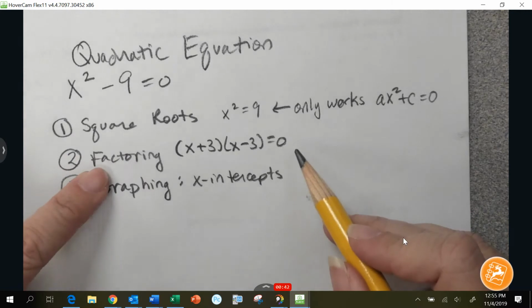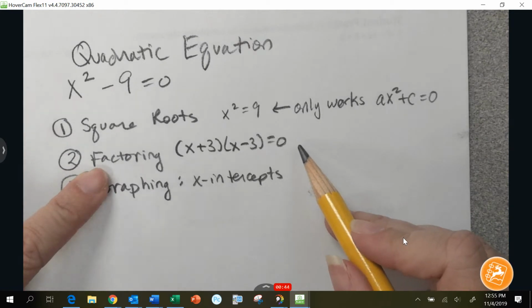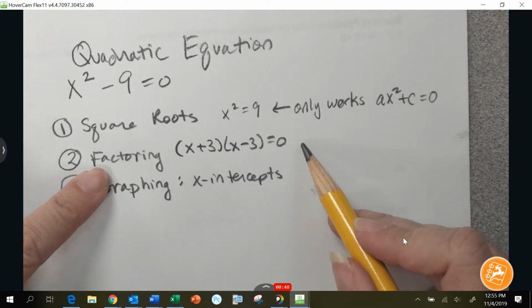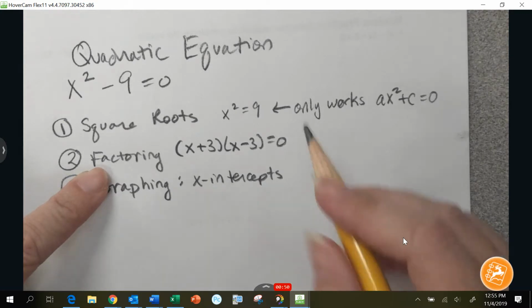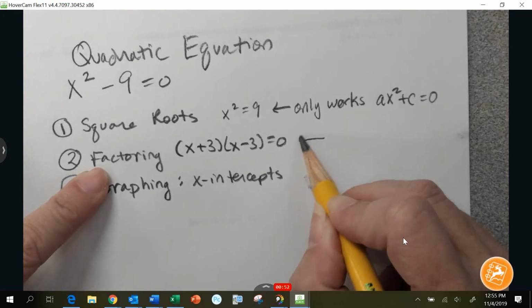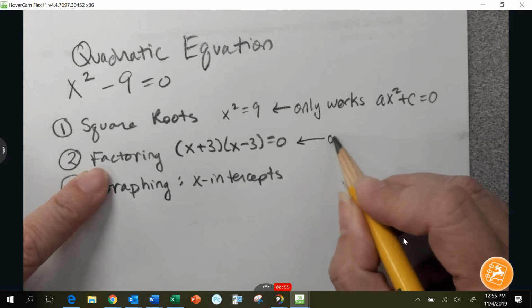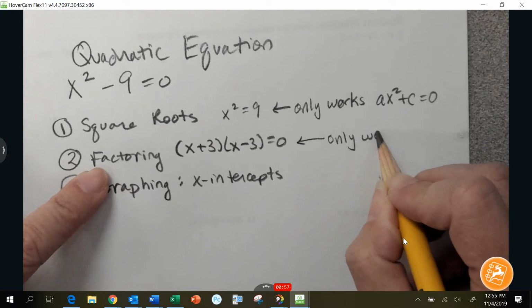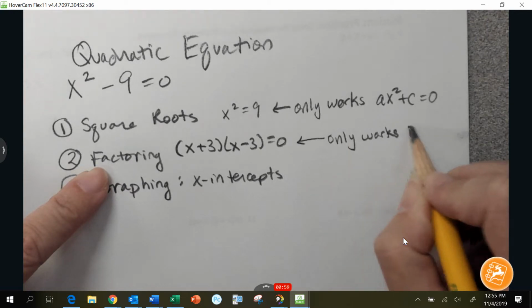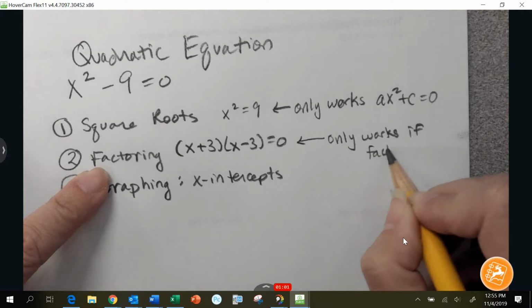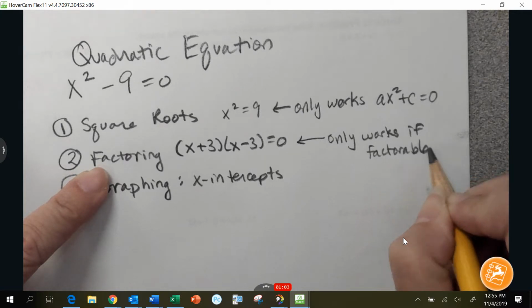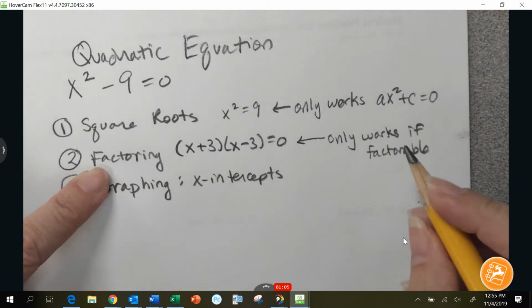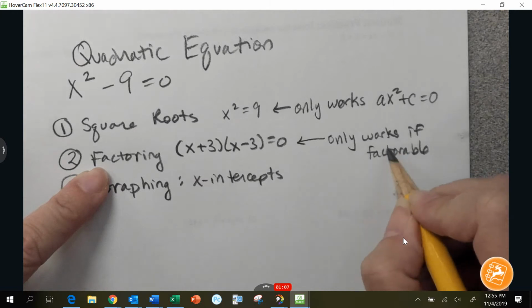We have our method of factoring, but it doesn't always work. Because if it's not factorable, then you can't factor to solve it. So this doesn't always work either. It only works if it's factorable. It only works if you know how to factor.